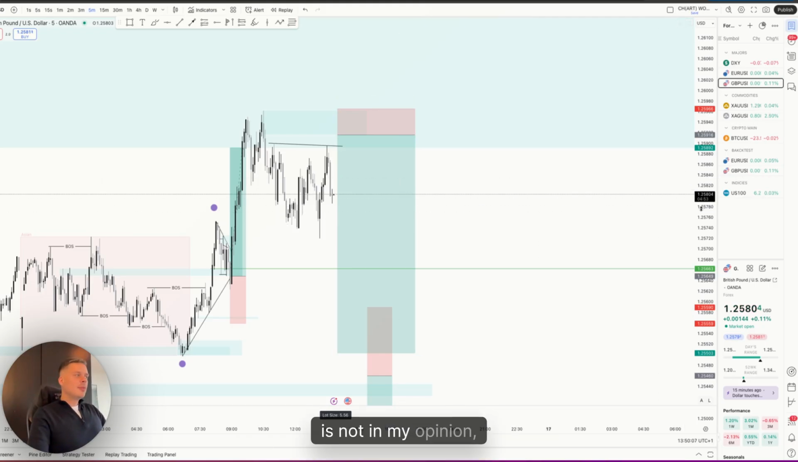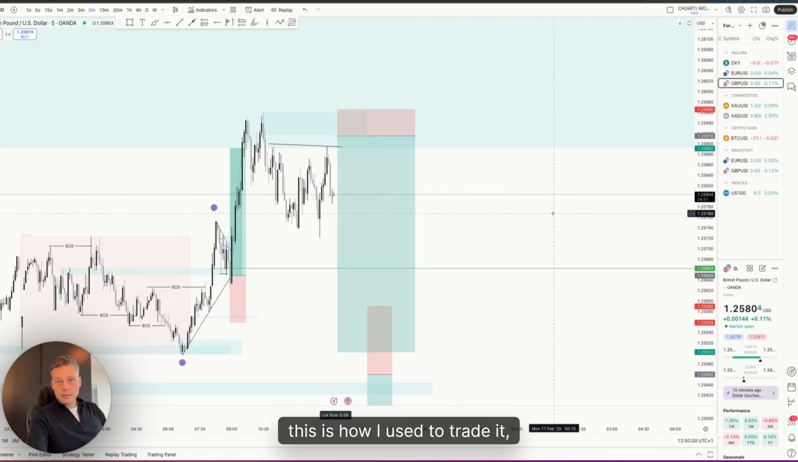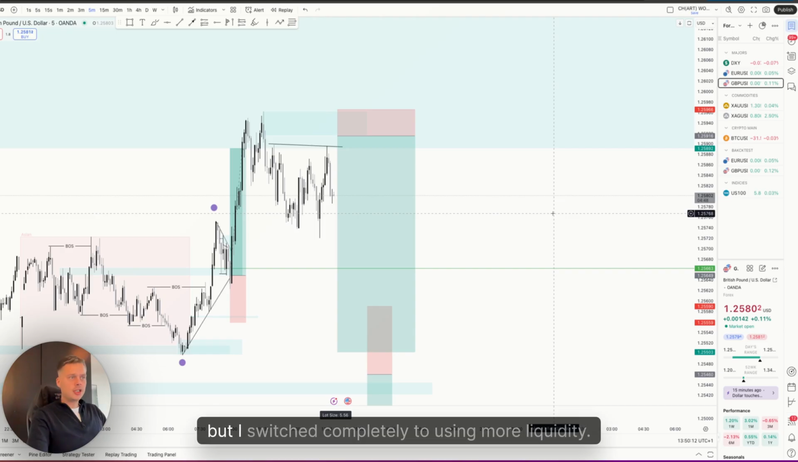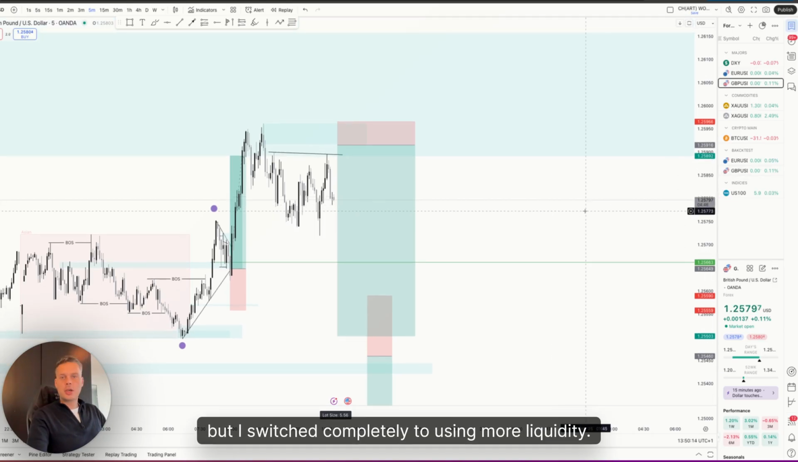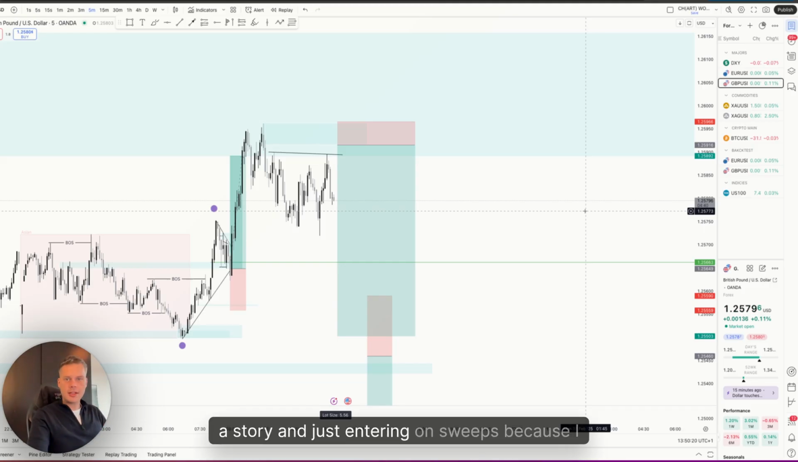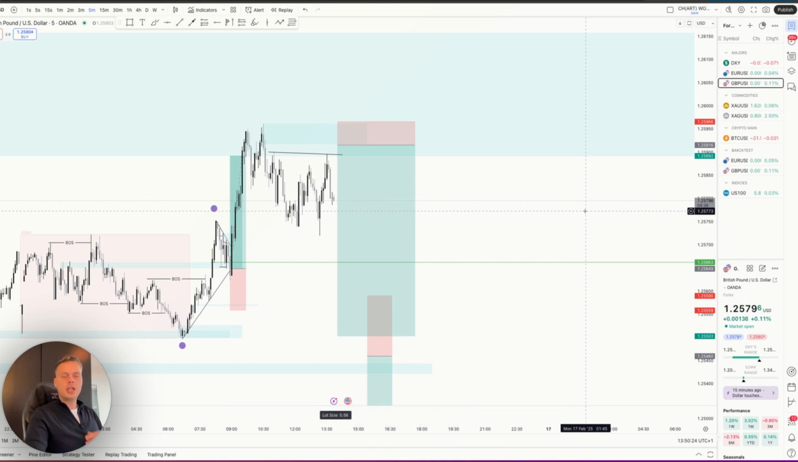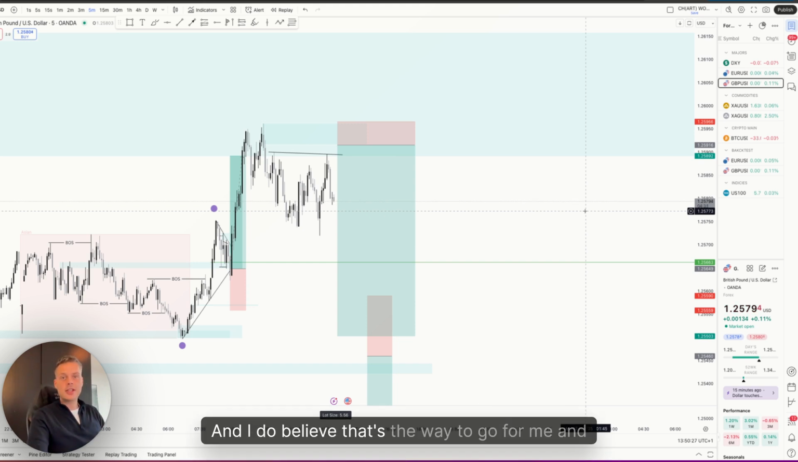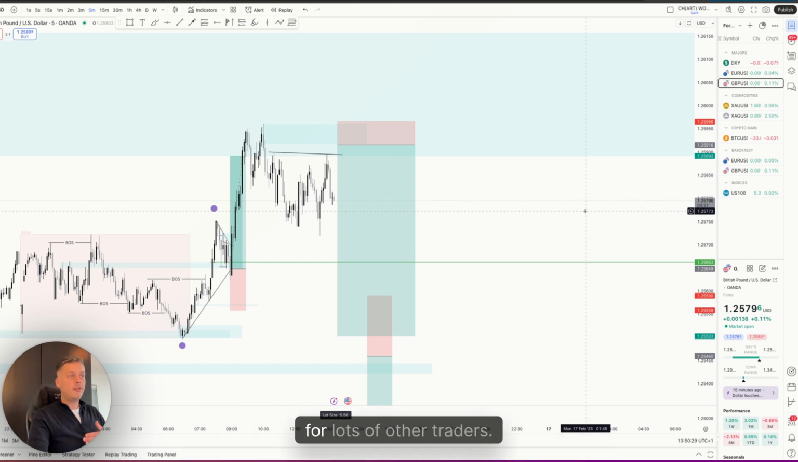This is not, in my opinion, how I used to trade it, let's say a year ago, but I switched completely to using more liquidity in my strategy and more building a narrative, a story, and just entering on sweeps because I don't wait for a 1 minute break of structure anymore. I just simply enter, and I do believe that's the way to go for me and for lots of other traders.